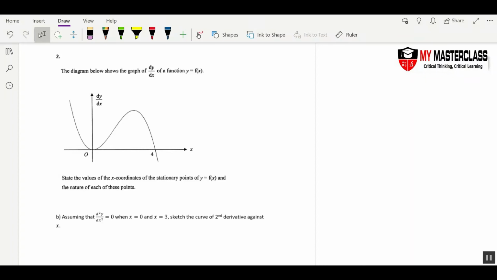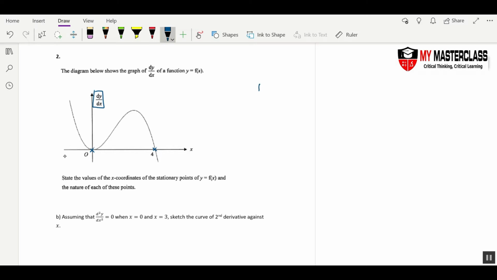Okay, see, again, they give the dy dx. Step 1, always mark out where the dy dx is equal to 0, not the turning point, it's 0, because we are talking about this is the dy dx. So where is dy dx equals 0? It's when x is equal to 0 and when x is equal to 4. Okay, state the values of the x coordinate of the stationary point and the nature.